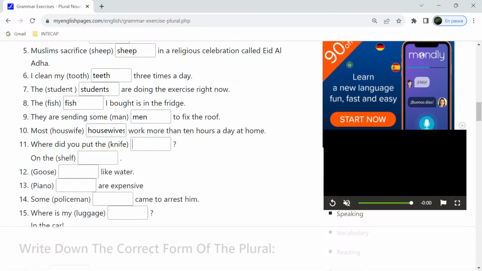Hubert, do you have number 11 by any chance? Where did you put the knives? Cool, the knives. And the answer, do you have it? On the shelves. Cool, on the shelves, right? And I have to change it. So, where did you put the knives? On the shelves, right? That's it.